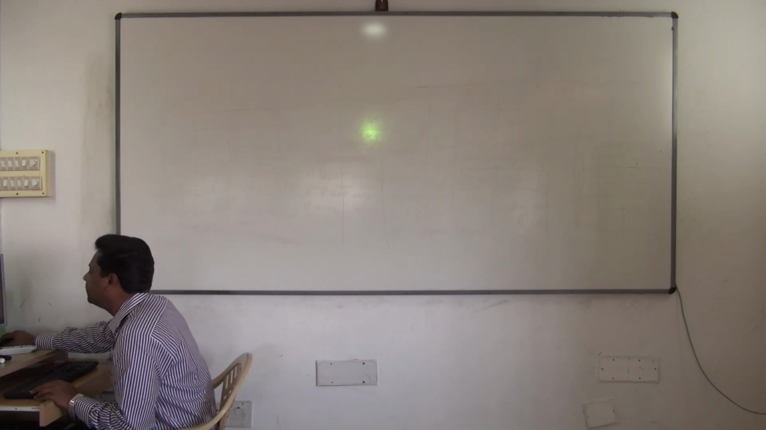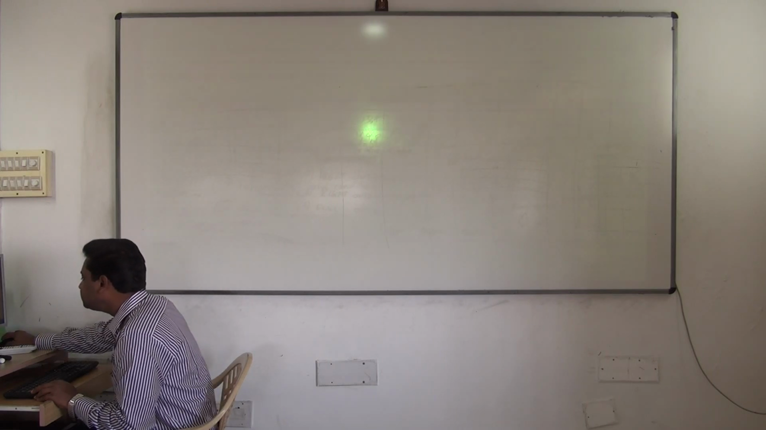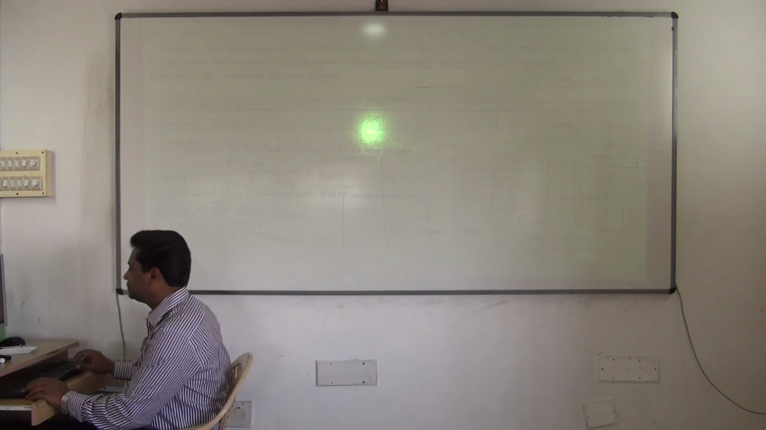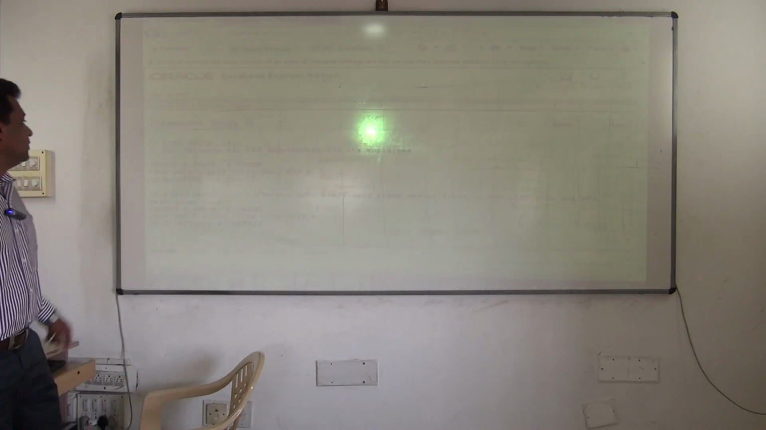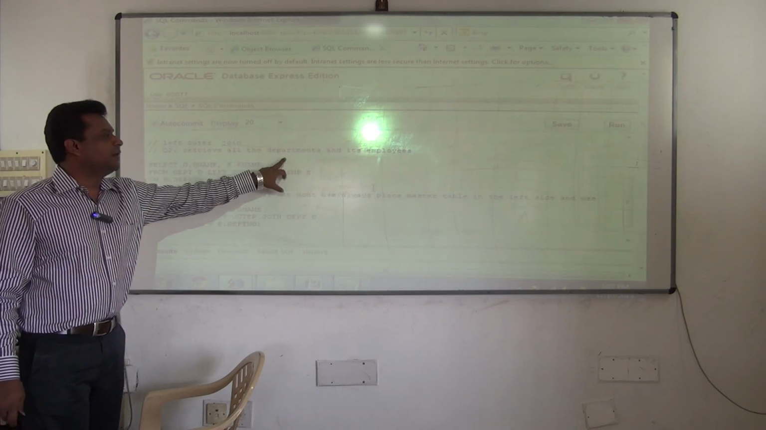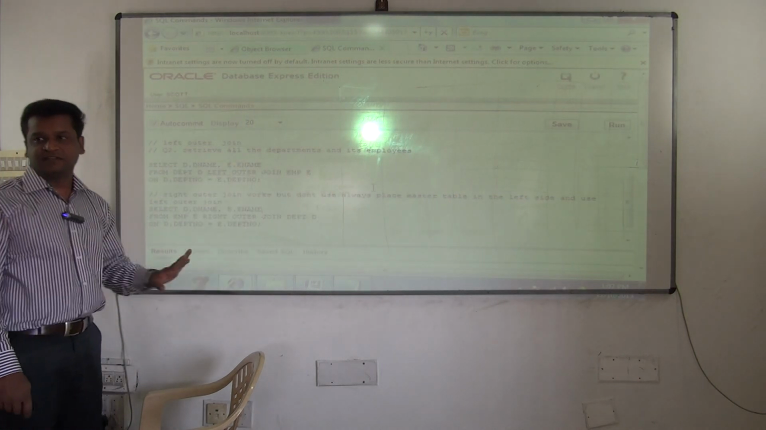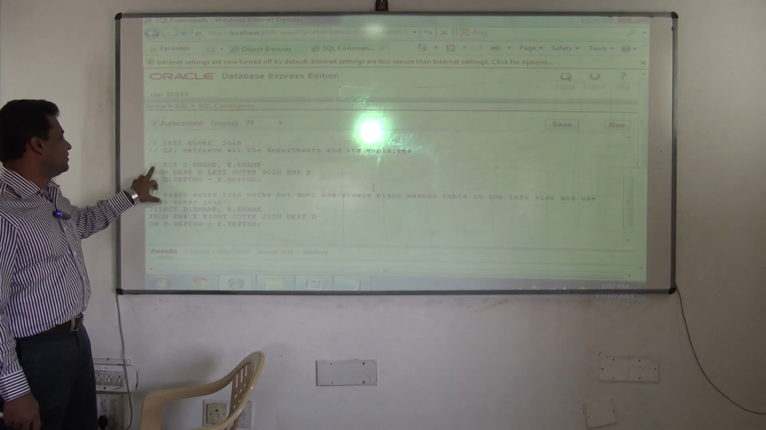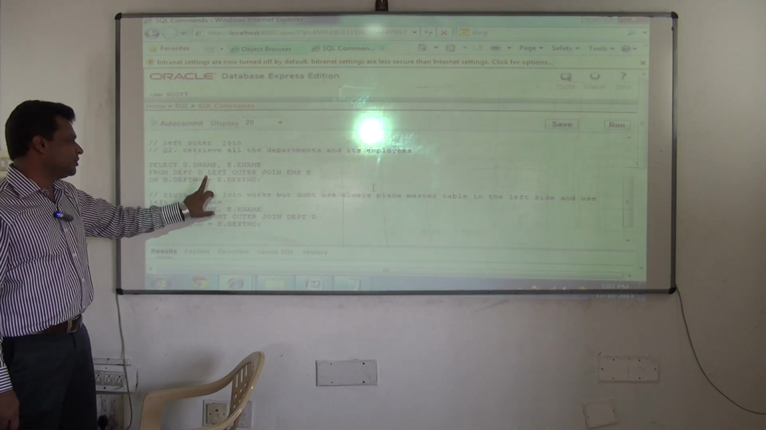Okay, see, it's just written as a comment here, nothing else. The requirement is this: retrieve all the departments and their employees. That is the requirement. See here, D dot department, I did a left outer join, fine.